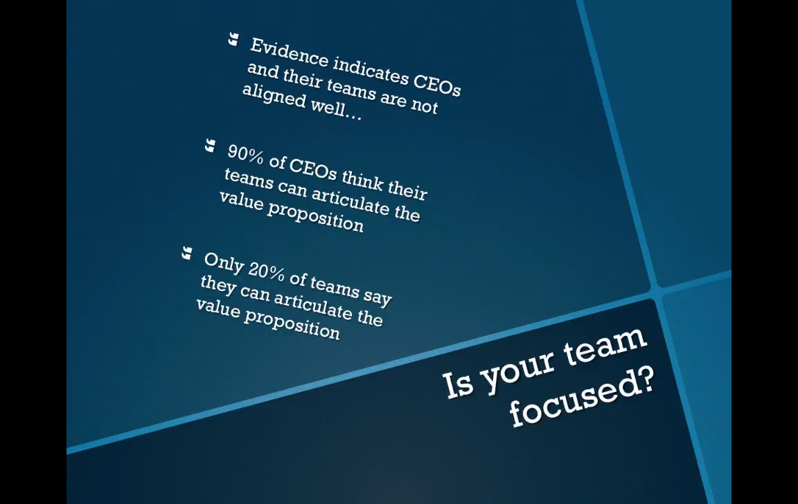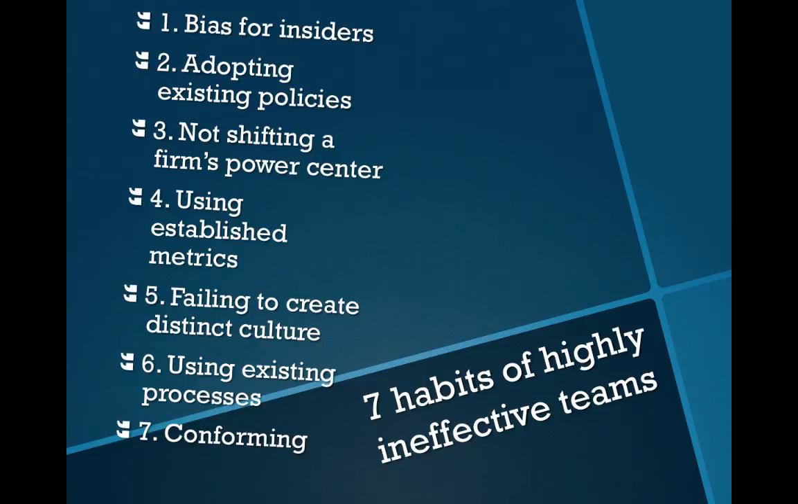So that kind of highlights the importance of the five most important questions text once more. Here are the 7 habits of highly ineffective teams. Having a bias for insiders, or adopting existing policies, not shifting the power center of a business, using established metrics to try to assess the team's innovations, right? Failing to create a good, distinct culture so the team can actually flourish, trying to use existing processes when you want the team to go beyond the current business arrangements, and of course the pressure to conform.